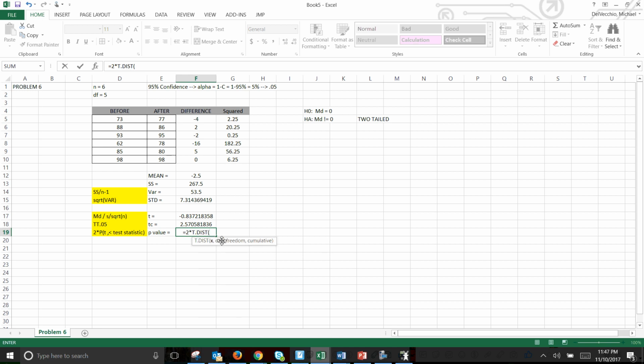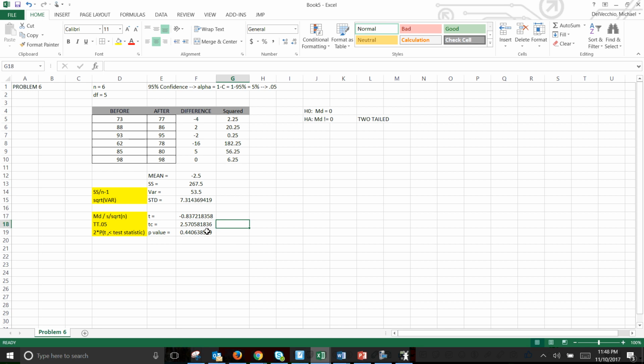So t dot distribution, and we're going to use the test statistic, negative 0.8. We'll just click on this number. Degrees of freedom again is 5. And then cumulative, we're just going to put true. That's going to be everything less than that statistic. We get 0.4406.